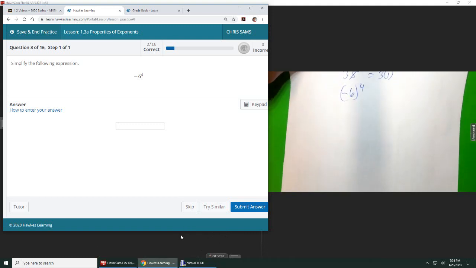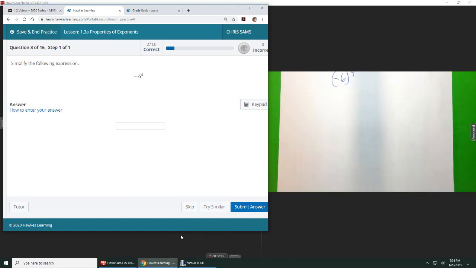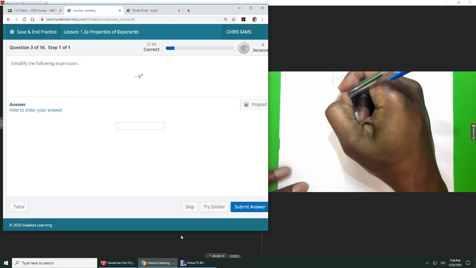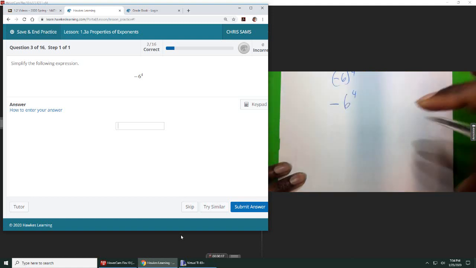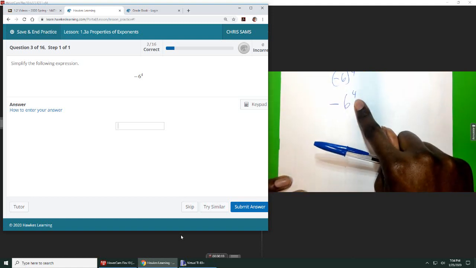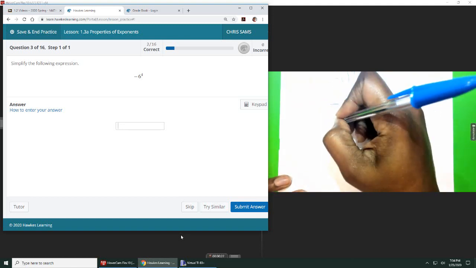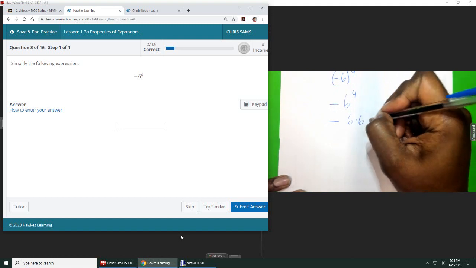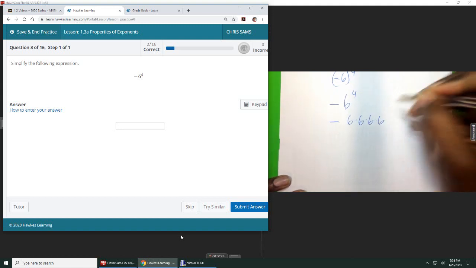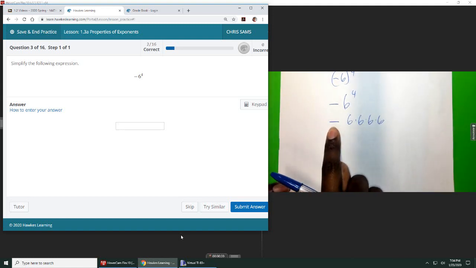All right, this next term is a little bit different. The previous term had the 6 in parentheses, okay? This one does not have the negative 6 in parentheses. So what's the difference? When the negative is on the outside, that means the negative is not getting raised to that power. So we're going to have a negative number, but we're going to be doing 6 times itself 4 times, and then at the end of the day, it's going to be negative.